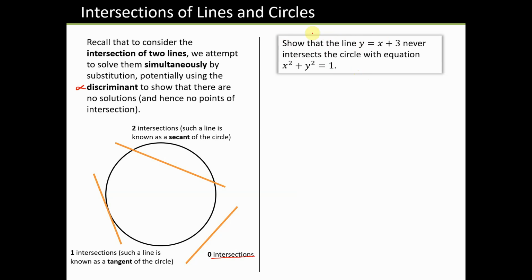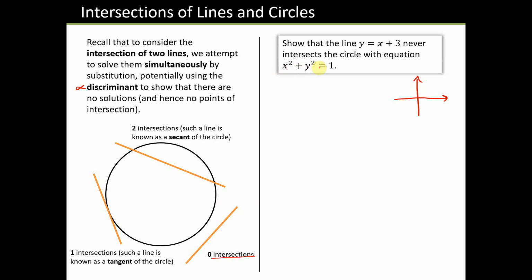So in this one we want to show that the line y equals x plus 3 never intersects the circle with equation x squared plus y squared equals 1. First of all, let's just have a look at the diagram. This isn't anything you need to do, but I actually recommend it for the question because it gets you a good understanding, and it gives you a slight way to check your answer, because you know how to plot lines quickly and you know if it makes sense or not.